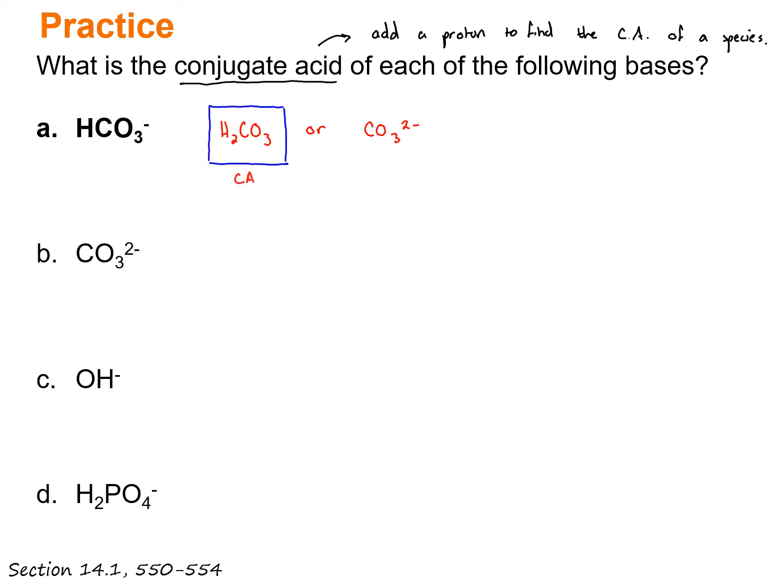Hopefully you said that it's carbonic acid, as that's what we would have if we added a proton to HCO3-. Going to carbonate, we should expect adding a proton will give us HCO3-. That'll be our conjugate acid in that problem. Hydroxide, add a proton to that, we end up with water, and so that is the conjugate acid in that case. If we take the H2PO4- and we add a proton to that, we should expect to see phosphoric acid as the conjugate acid in that case.